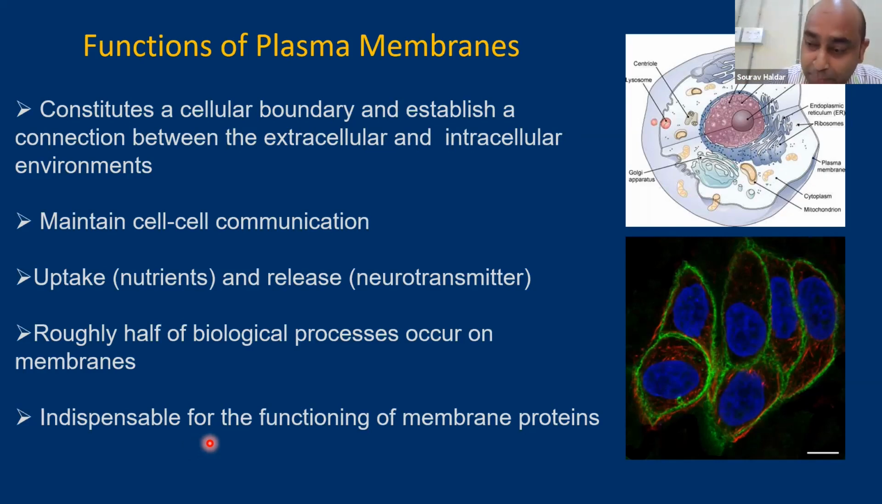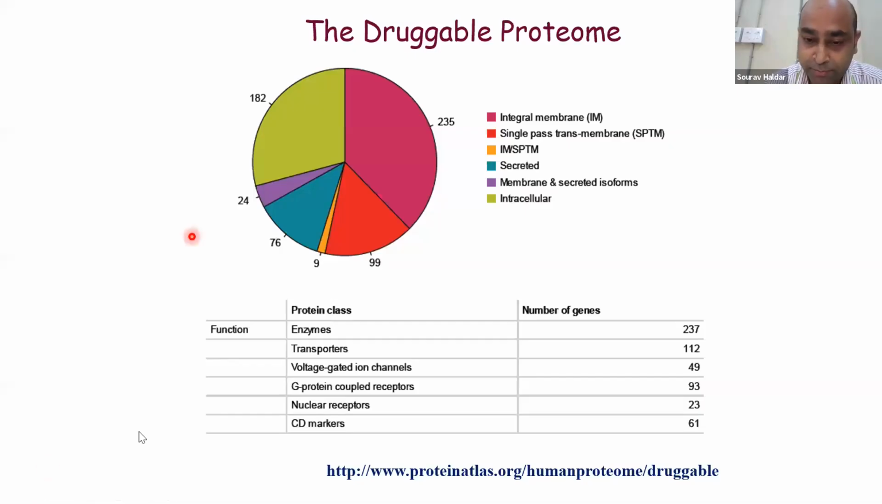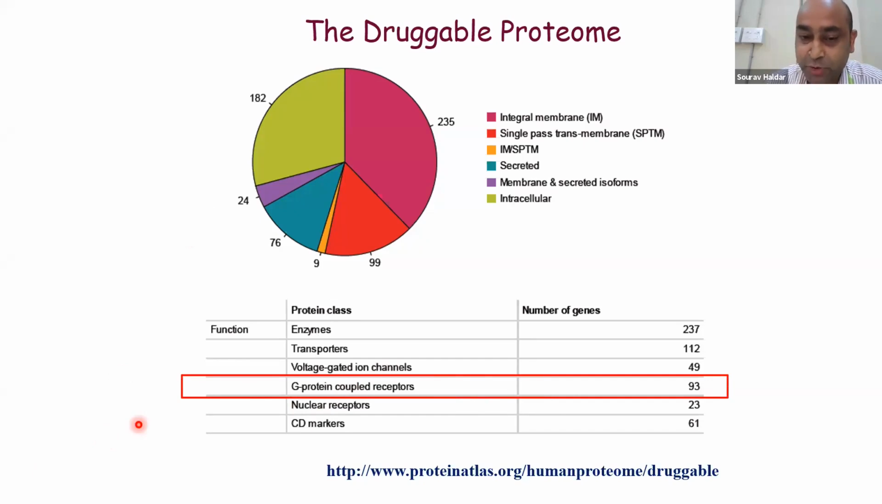This is not only important for normal physiological processes, but this is also important for the pathophysiological processes. Meaning, if you look at the druggable proteins, that means the proteins that are targeted for drugs for any disease, a significant portion of that is actually membrane protein. And of that, a significant portion is actually what is called GPCR or G protein coupled receptor.